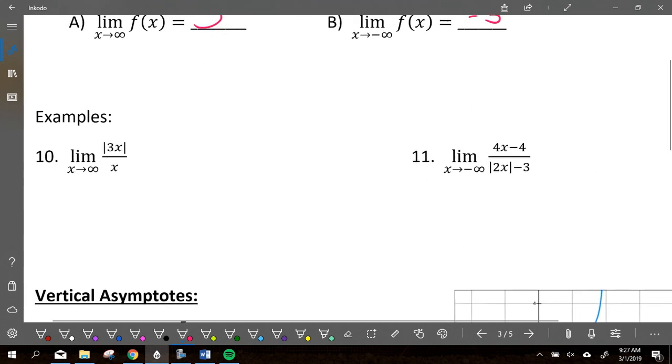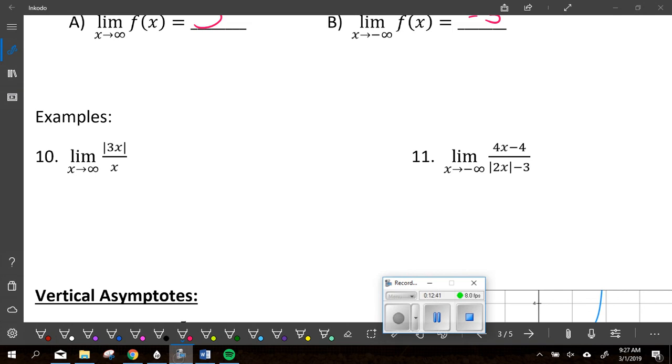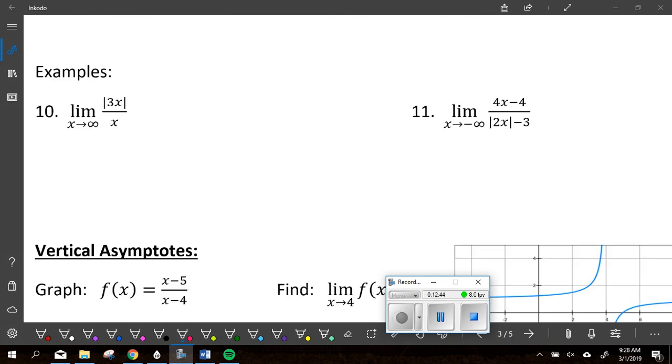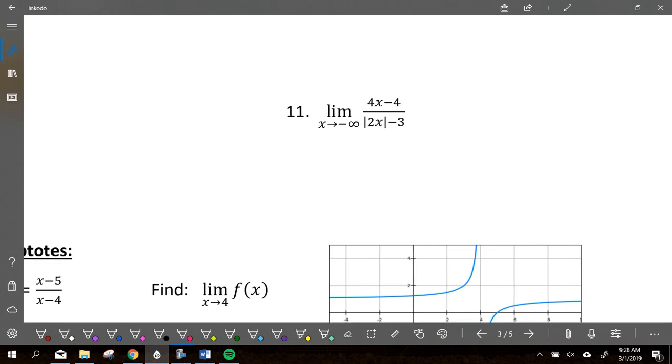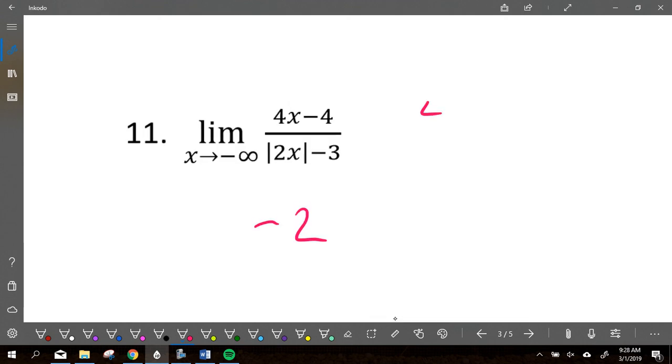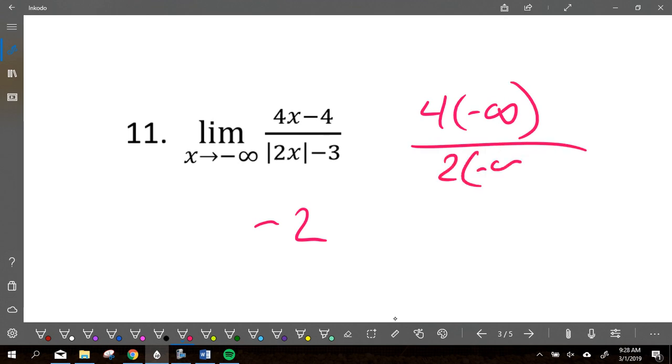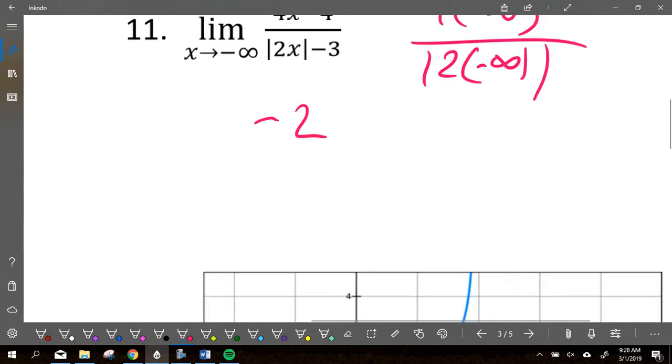Try the next 2 real quick. Try 10 and 11. On number 10, show me with your fingers, what's your limit on 10? It's just 3. It was positive infinity. You plug infinity on top, infinity on bottom. It's just 3. On 11, show me with your fingers, what's your limit going to be? That one's negative 2. Brett, why is it negative 2? Yep, when we plug in negative infinity, the degrees are the same, but I'm taking the absolute value, so that would be positive. You're dividing by a negative, and so it gets us negative 2.